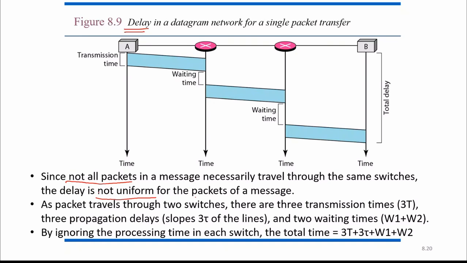But what different components there will be, we will calculate. As a packet travels through 2 switches, there are 3 transmission times and 3 propagation delays. So what is the transmission time and propagation delay? Suppose A is a device, and a packet P1 and P2 are there. This device wants to send the packet. While sending the packet, this is the link.